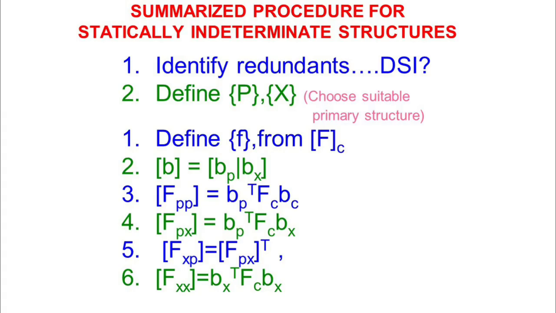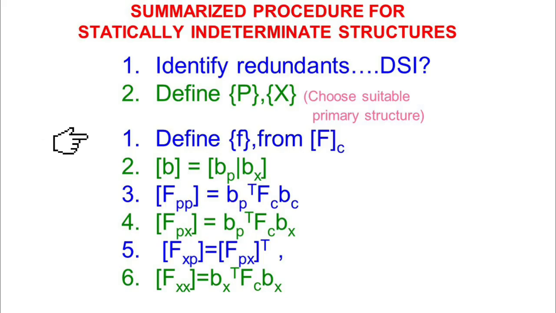Hence the procedure can be summarized as follows. Number 1, we have to identify redundants. This can be done once we obtain the degree of static indeterminacy, and we have to choose the redundants such that we obtain a stable structure. Number 2, we define the vector of the prescribed forces and the redundants. Then after this, we have the main steps 1, 2, 3, 4, 5 and 6.